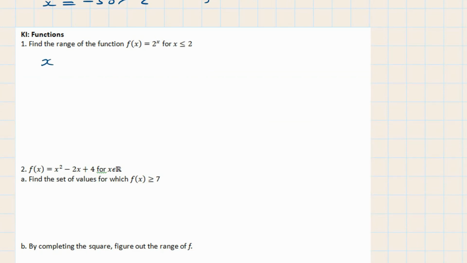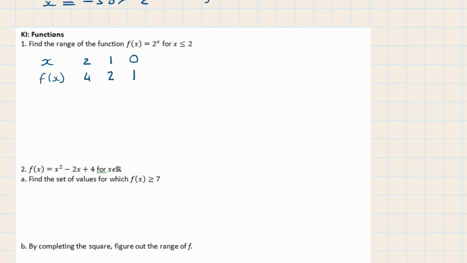Let's put in our x values and then our f(x) values. If you think about it, we'll start with 2 because it's got to be less than 2. So when we've got that, 2 to the power of 2 is 4. We've got 1: 2 to the power of 1 is 2. 0: 2 to the power of 0 is 1.